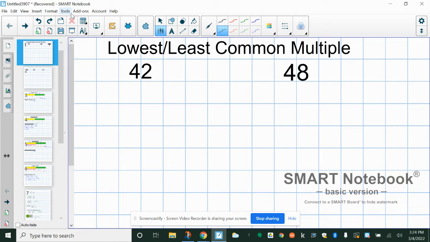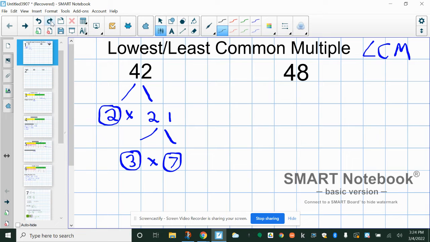Okay, in this video, we're going to look at using prime factorizations to find the lowest common multiple, sometimes known as the least common multiple, always referred to as the LCM. Okay, so I'm going to use a factor tree method for 42. 2 times 21 gives me 42, circle 2 because it's prime. 3 times 7 gives me 21, circle 3 and 7 because they're both prime. And there I have my prime factorization, 2 times 3 times 7.